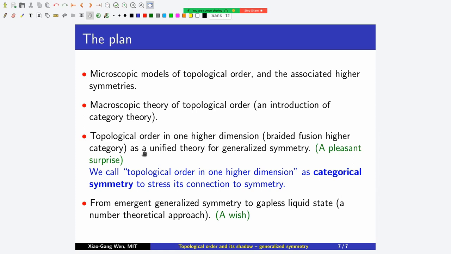Because the topological order in one higher dimension is very closely related to the symmetry, we also refer to this topological order in one higher dimension as a categorical symmetry. It's just a new point of view to look at symmetry. Lastly, we'll apply this emergent symmetry to study some gapless states. Here the main point of view is whether there is some other approach, which we call the number theoretical approach.